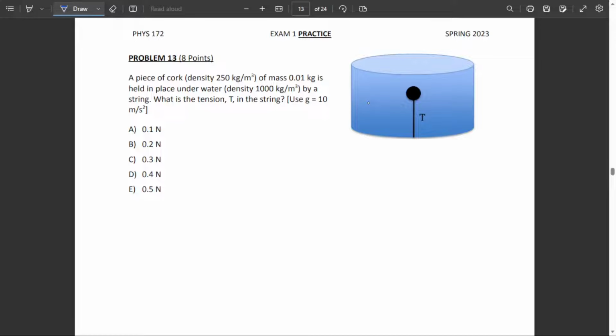Alright, problem 13. A piece of cork of mass 0.01 kilograms is held in place underwater by a string. What is the tension in the string? So first of all, this cork is not moving, so the net force is 0. If we know the net force is 0, it's a good idea to look at all the different forces and then try to see if we can calculate the force that we're actually looking for, the tension force.